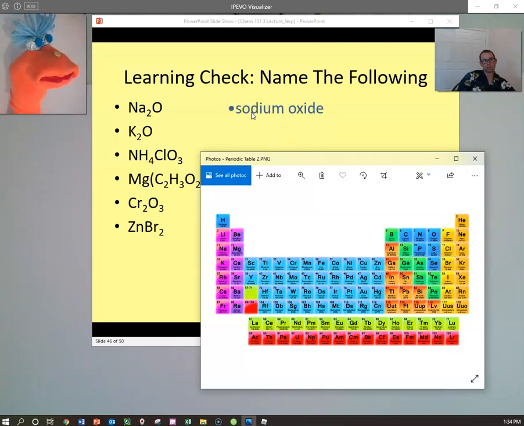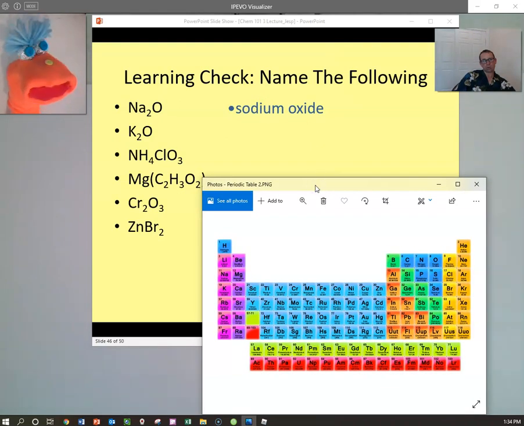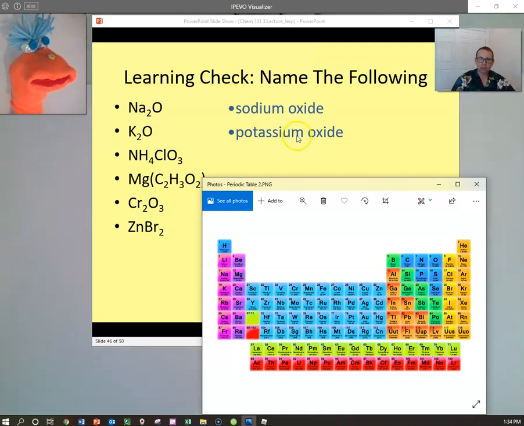That's right, sodium oxide. We don't need the di or the tri, just a regular old ionic compound. And the next one is the same, potassium oxide. Very good. Not dipotassium oxide, anything like that, because it's still just an ionic compound.